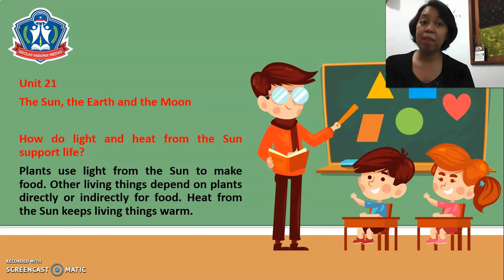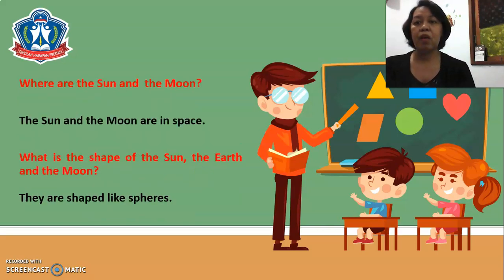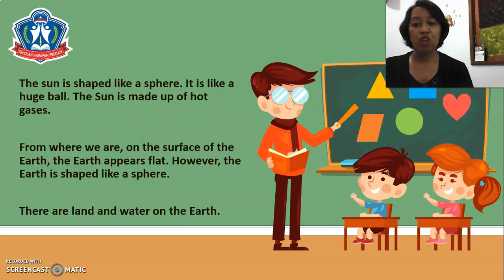We have learned in the past units that other living things depend on plants directly or indirectly for food. Heat from the sun keeps living things warm. Where are the sun and the moon? The sun and the moon are in space. What is the shape of the sun, the earth, and the moon? They are shaped like spheres. The sun is shaped like a sphere. It is like a huge ball. The sun is made up of hot gases.